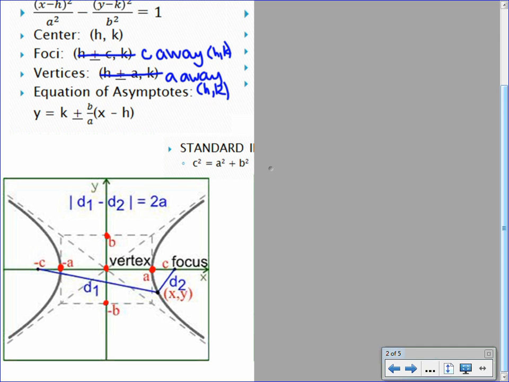Now, do you see how these points remind you of an ellipse? Instead of an ellipse, we're going to draw a rectangle. Very lightly, very, very lightly. And then the diagonals are our asymptotes.